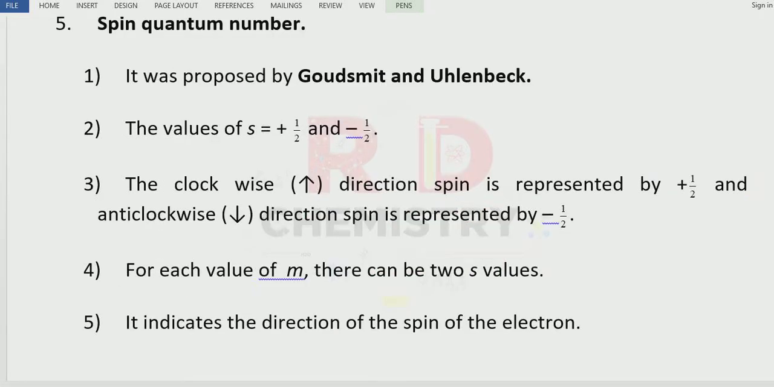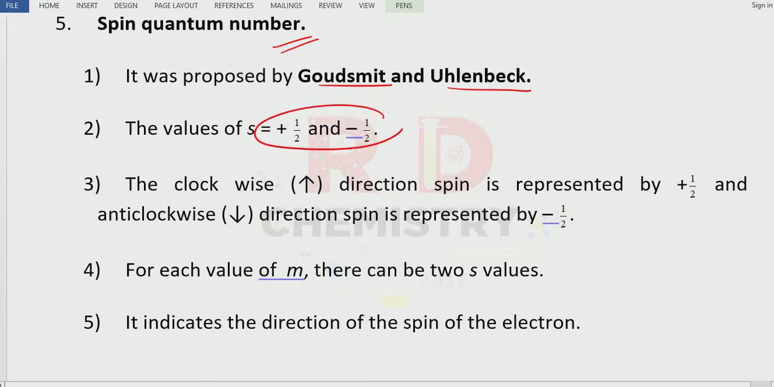Next one is the spin quantum number. It was proposed by Uhlenbeck and Goudsmit, and its values are plus half and minus half. It represents clockwise and anti-clockwise spin. Around the nucleus, electrons are revolving, and they also spin around their own axis, either plus half or minus half, clockwise or anti-clockwise.